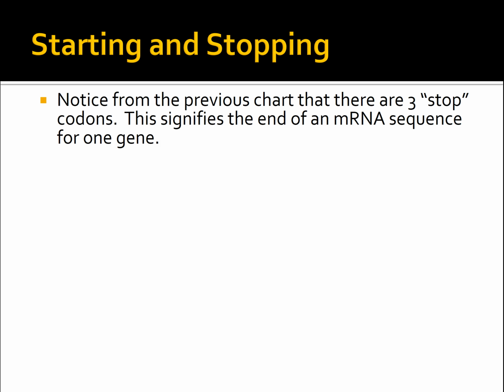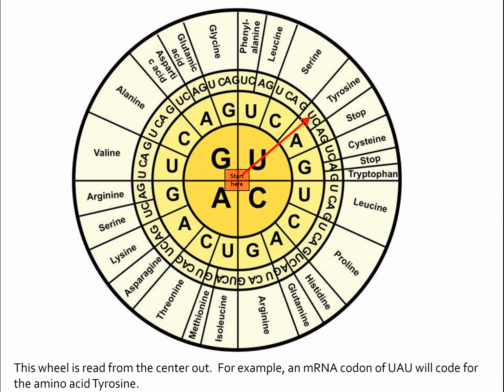Notice from the previous chart that there are 3 stop codons. This signifies the end of an mRNA sequence for one gene. So let's go back and look at that. You have a stop codon here, you have a stop codon here, and you have a stop, these are 2. So we've got UAA, UAG, or UGA. Those are the 3 stop codons.